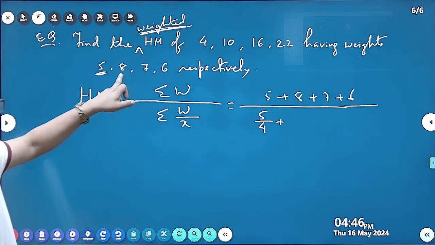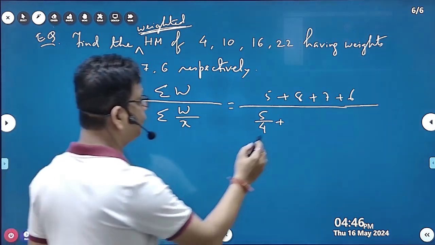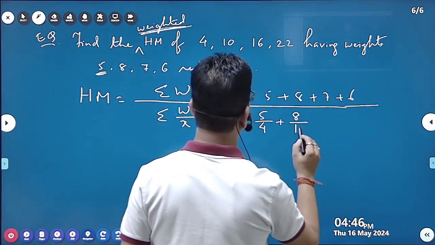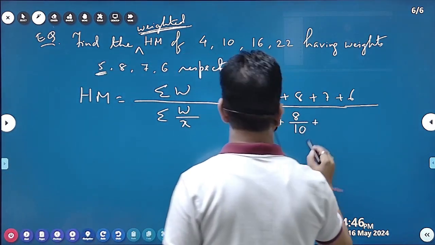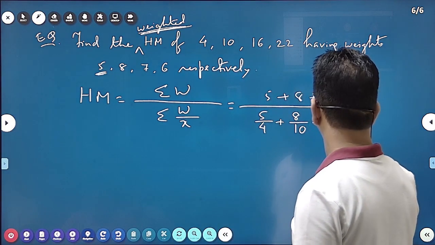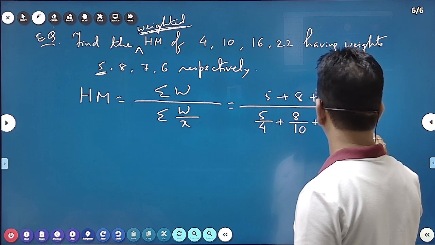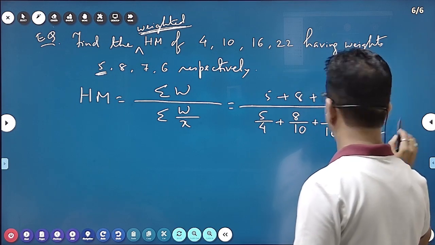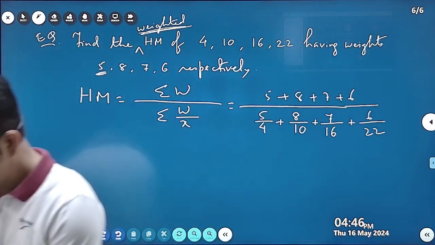Then weight by X. What is the weight? 8. 8 is the weight of 10, sorry. Okay, 10, yes. Then 7 is the weight of 16. Then this 6 is the weight of the remaining things; they are only calculation. Okay.